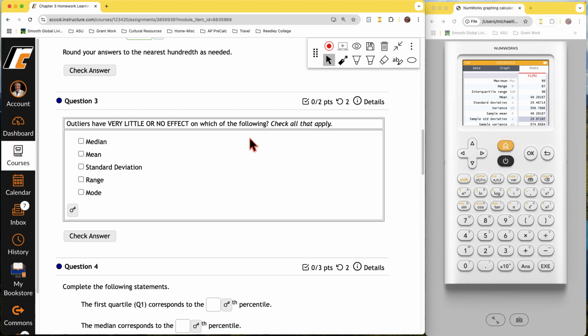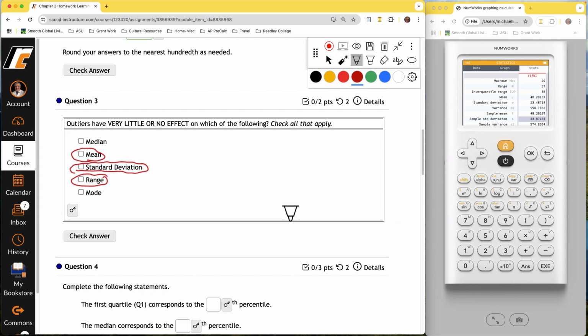Okay, outliers, remember, are pieces of data that are extreme, either very large or very small. They are going to affect things like the mean, because you're adding a very large number or very small number to some others. So the mean, it will have an effect on. Standard deviation, it will, because standard deviation is how spread out the data is. So it will also affect standard deviation. It will also affect the range, because think about it, if you move a piece of data out, the range becomes bigger.